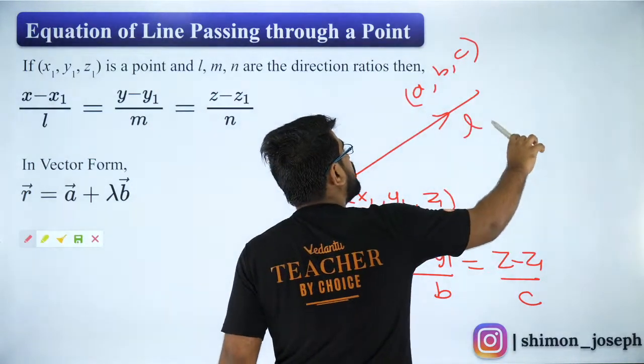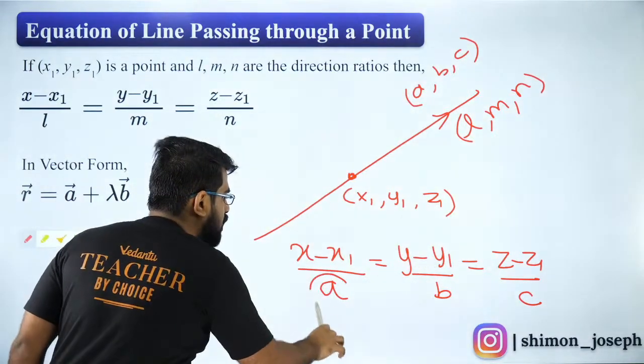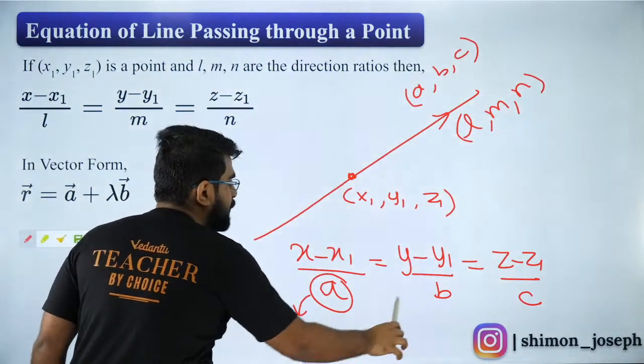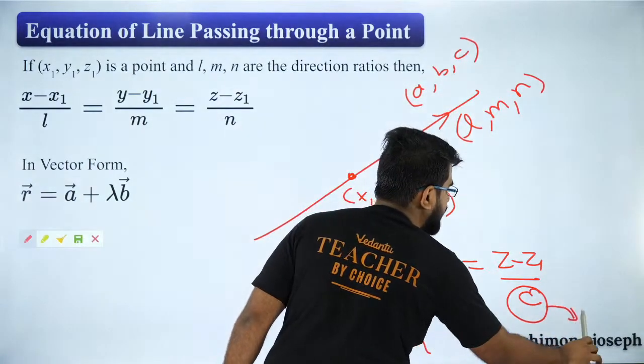Sometimes they can even give you direction cosines. So it doesn't matter. In place of A, you put l. In place of B, you put m. And in place of C, you put n.